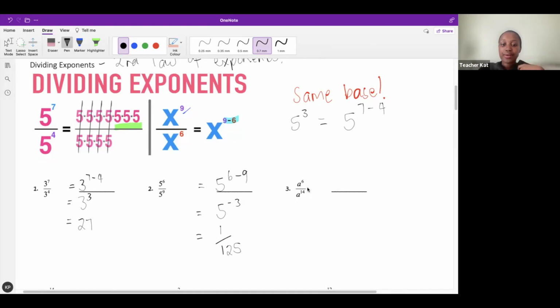Okay. Now, we're on to variables. Okay, we have a to the power of 6 divided by a to the power of 14. That means it'll be a to the power of what minus what? Tell me what I'm subtracting from what?